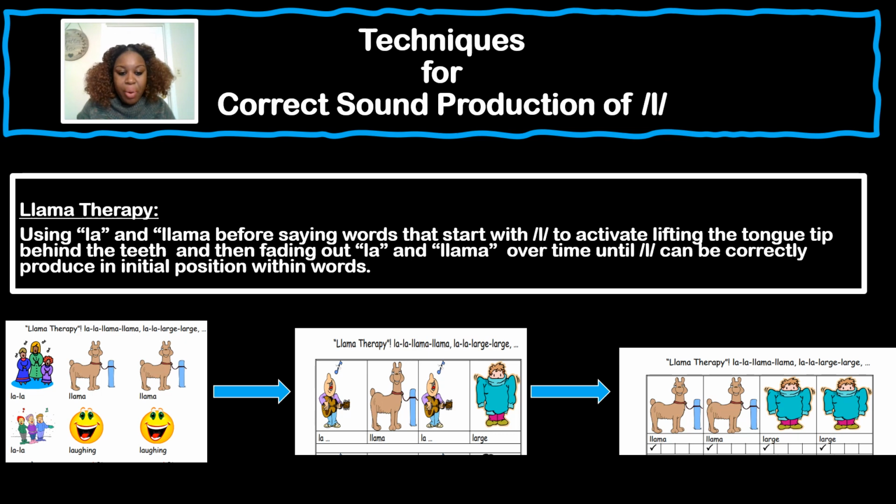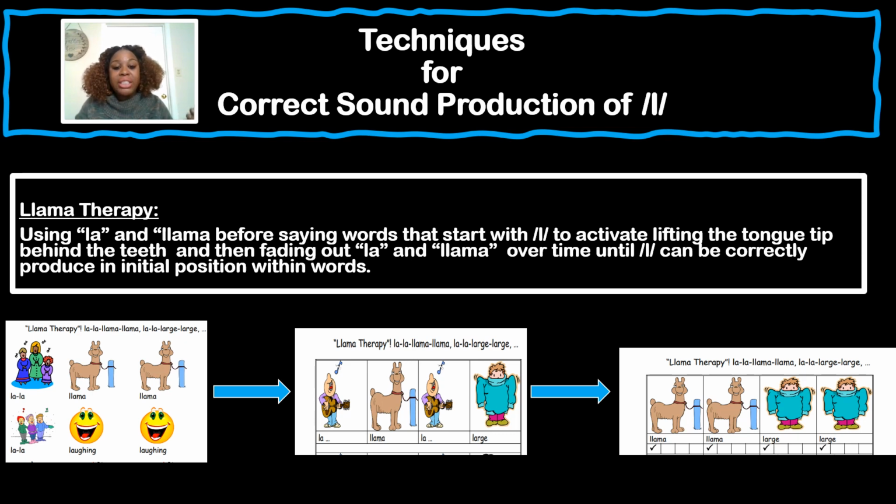So for example, and I know this is kind of small, at least from where I'm looking. Here's the first one. It says la, la. You're going to have the child look at your mouth and say la, la. They go to the next one. They say llama, llama. Then they go from there to la, laughing, laughing.